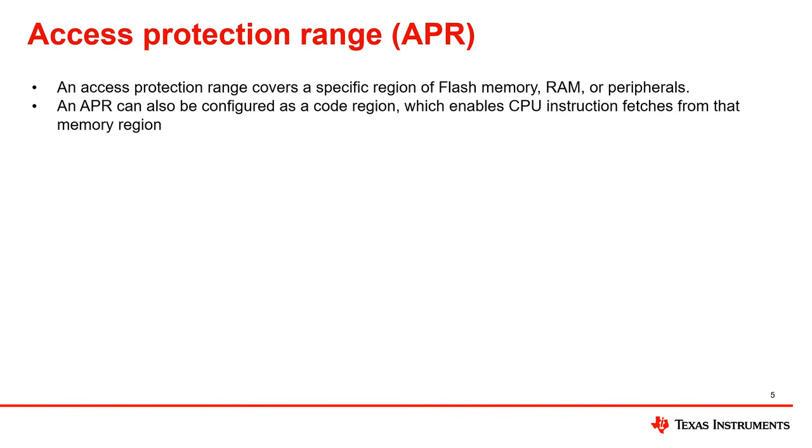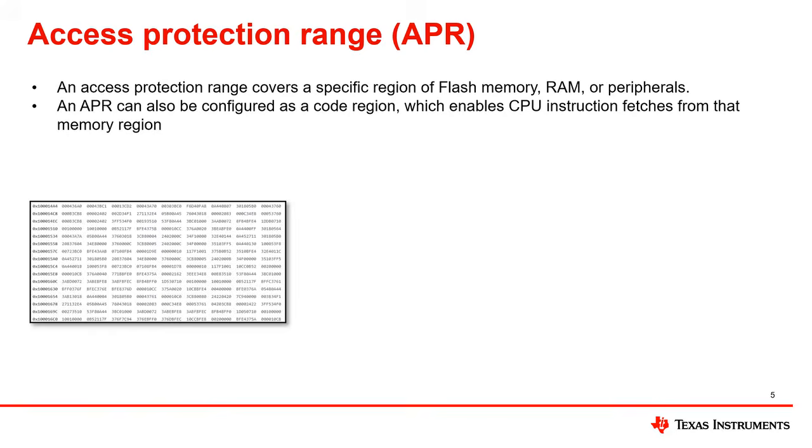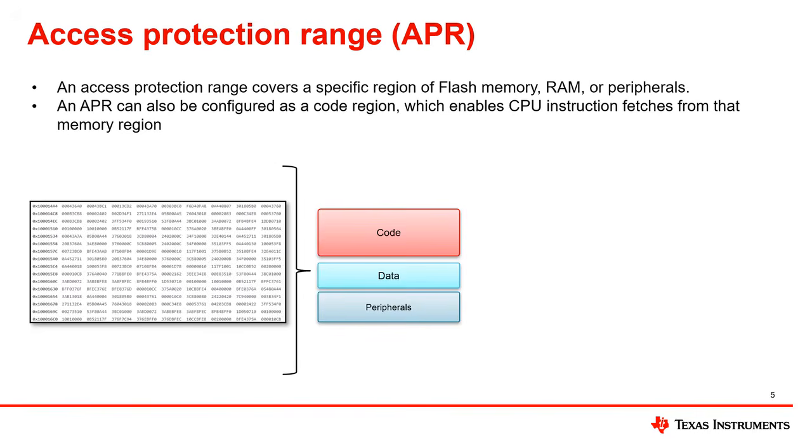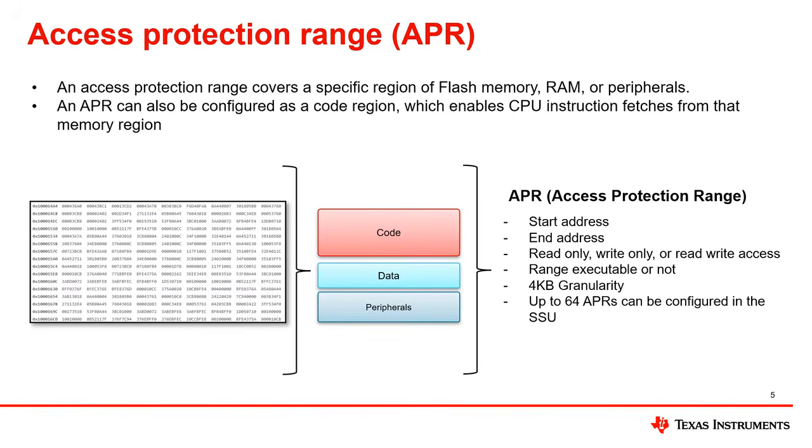Users can specify a region of code to only have access to certain regions of memory. These regions of memory are called access protection ranges, or APRs for short. A region can encompass flash memory, RAM, peripherals, and each APR has a start and an end address. You can specify whether you want these instructions for the defined subset of code to have write-only, read-only, or write and read access to the region of memory you have defined.